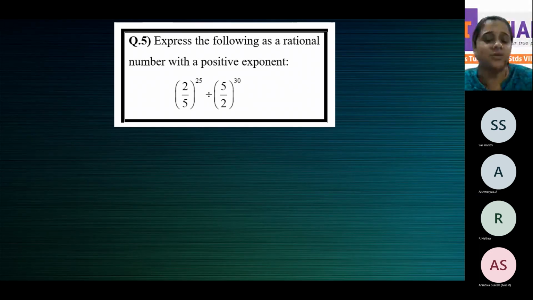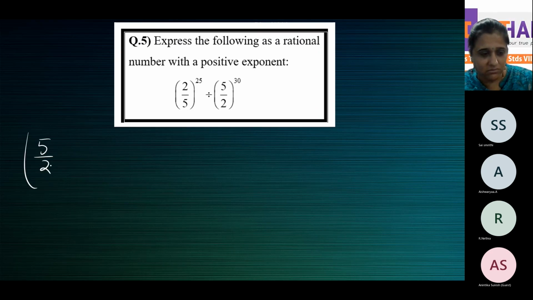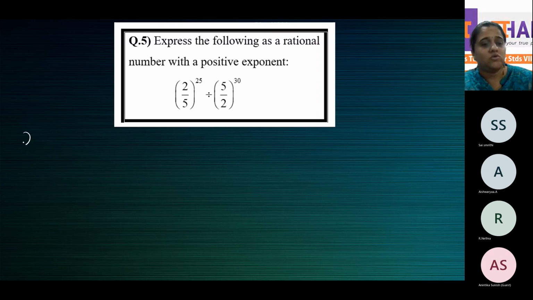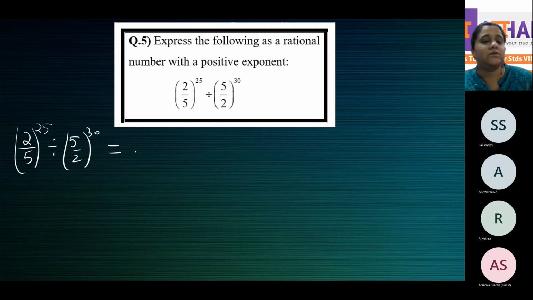Online children, yes, thank you. Disable your mic. Make it 5 by 2. Louder. Come from the beginning. 2 by 5, the whole power 25 divided by 5 by 2, whole power 30 is equal to n. Make 2 by 5, 5 by 2. Then what will happen to 25?